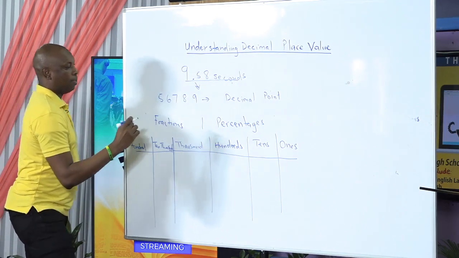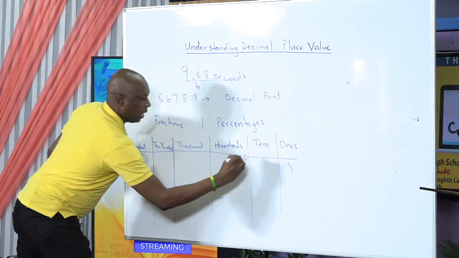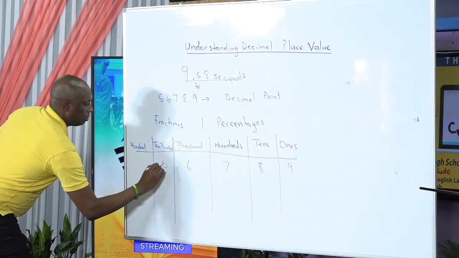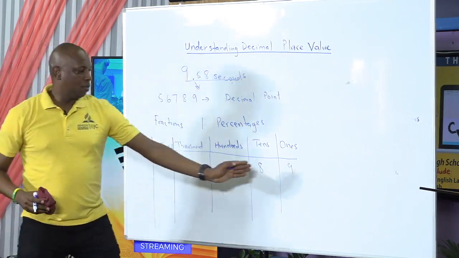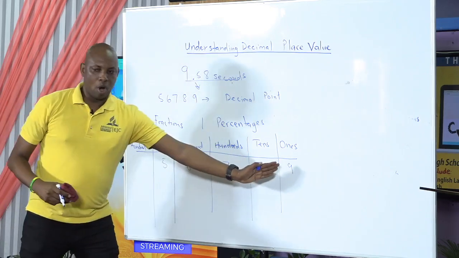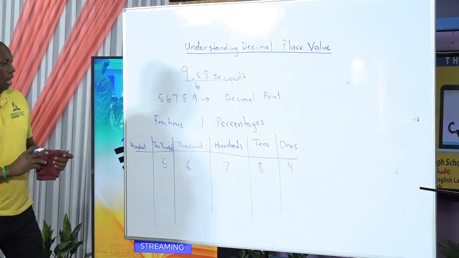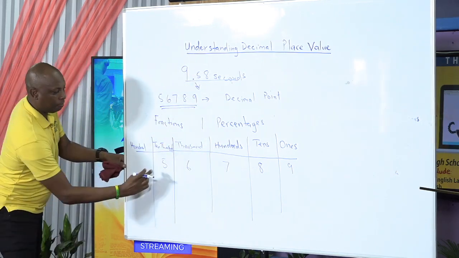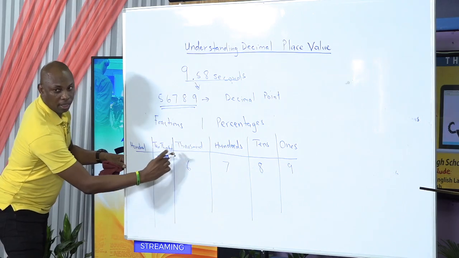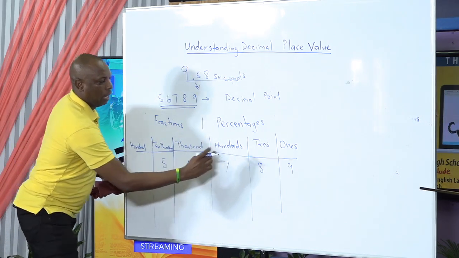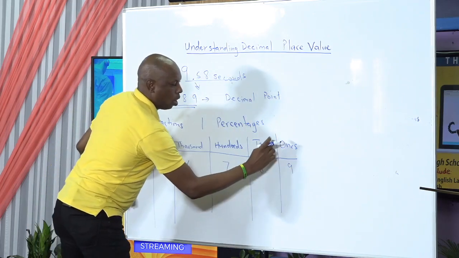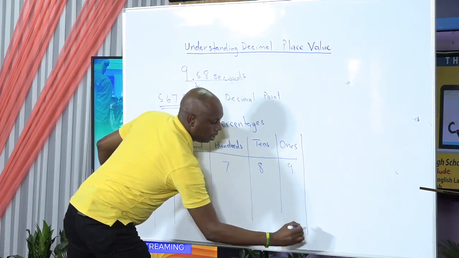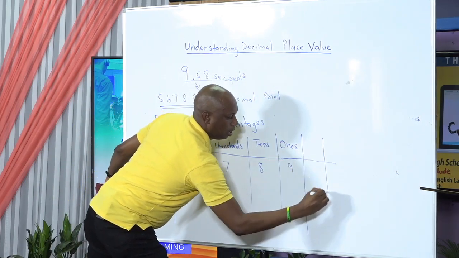So I would start by putting in my 9, my 8, my 7, my 6, and my 5. You can see that I'm moving in the direction towards the left. Now, in giving meaning to these numbers, I would have 5 ten thousands, 6 thousands, 7 hundreds, 8 tens, and 9 ones. But I want to ask you a question. What would come before the ones?